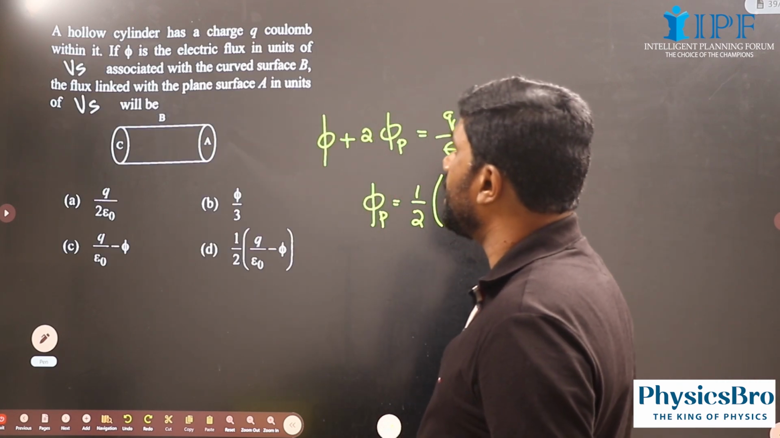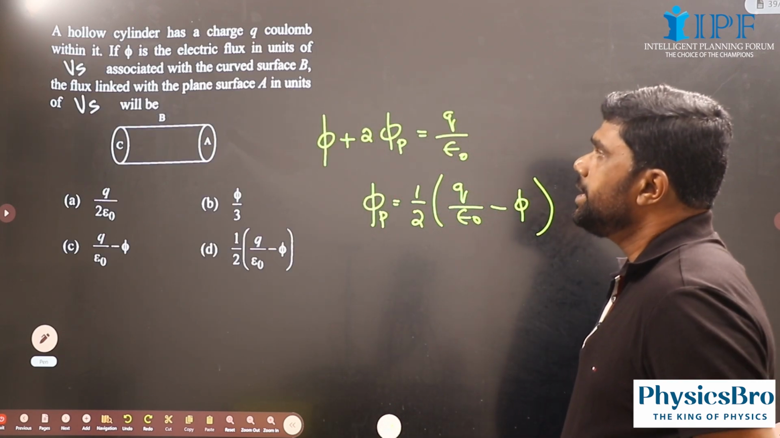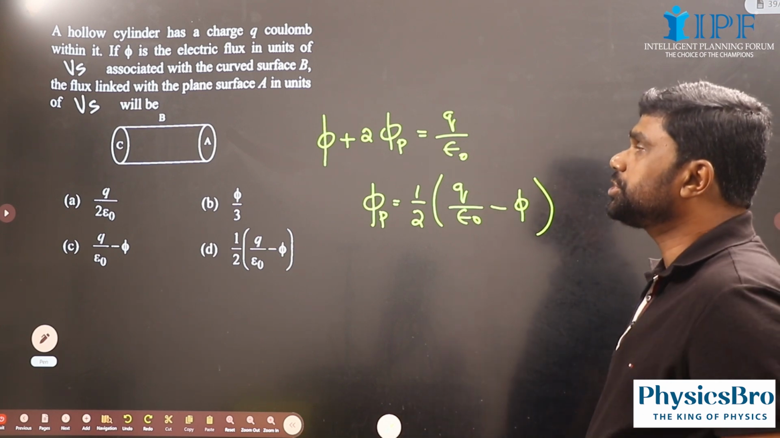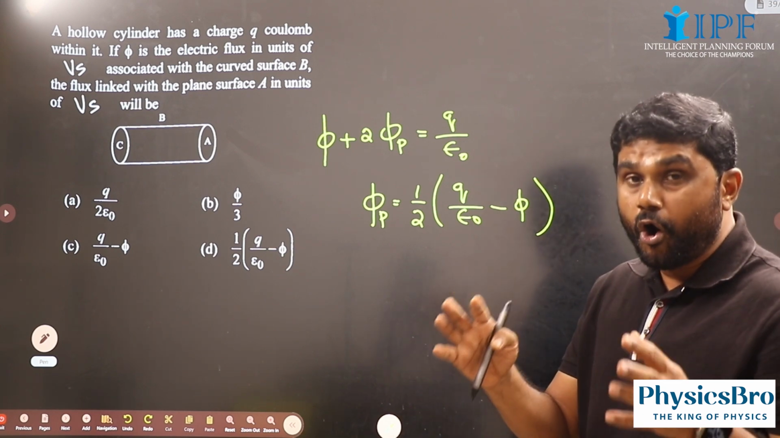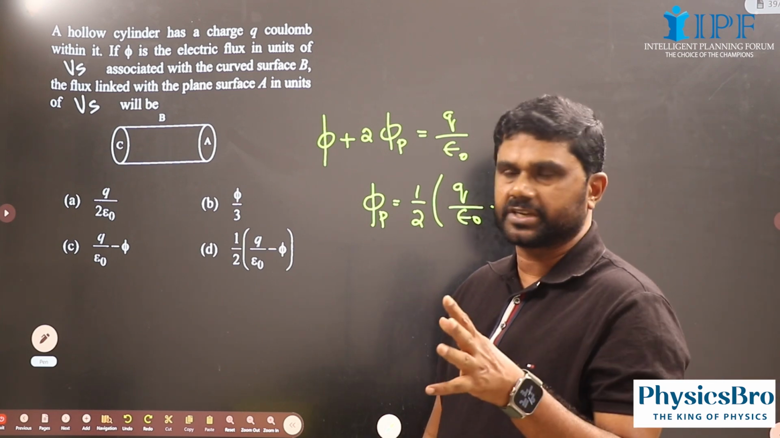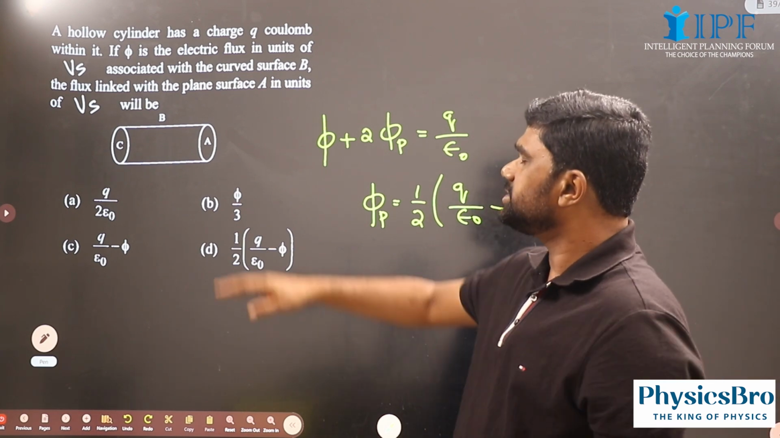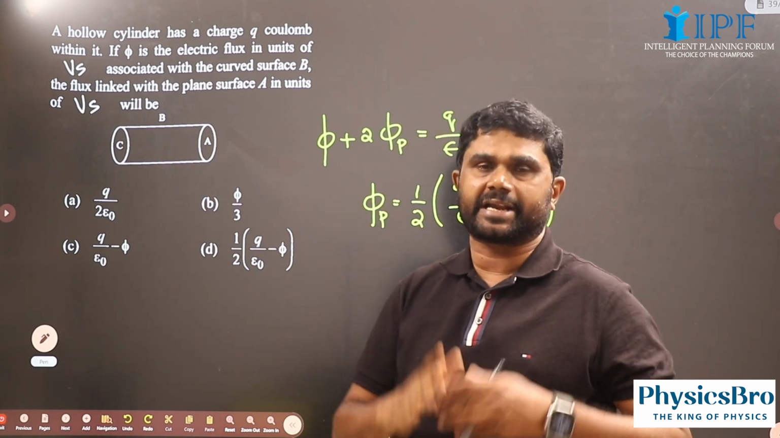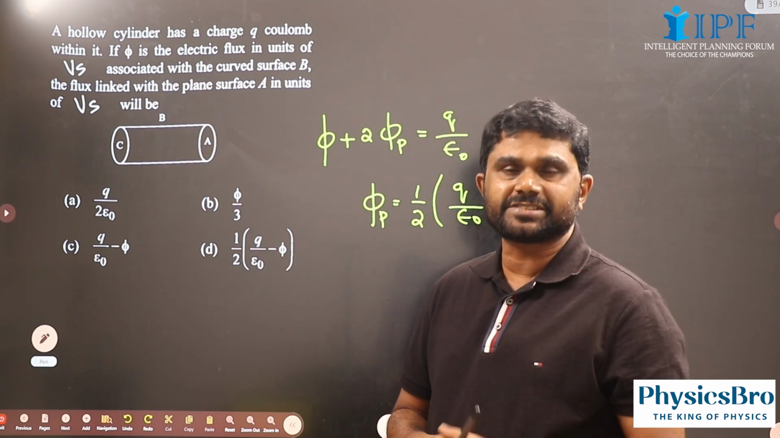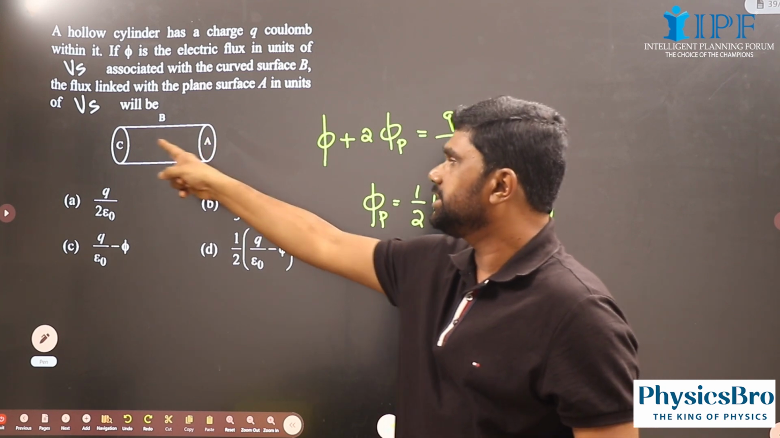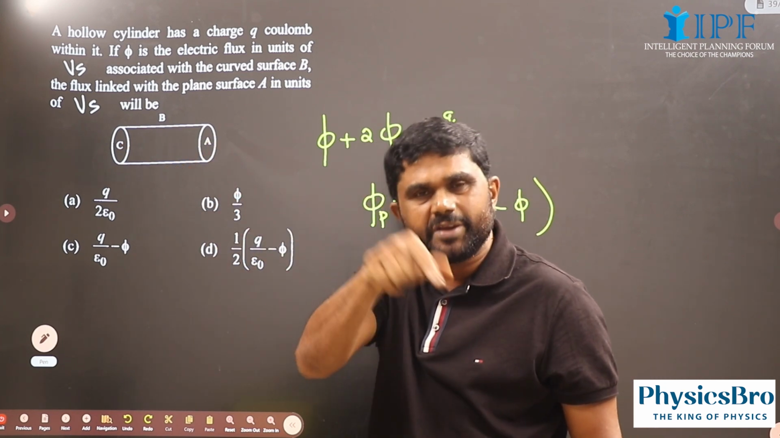Okay, yeah, we have a wonderful question here. A hollow cylinder has a charge q coulomb within it. So the total electric flux through all the surfaces of the cylinder is q by epsilon 0. Total flux. Okay. And see, the flux through these end faces will be symmetrical. Flux through end faces will be symmetrical. If phi is the flux through this end face, then the flux through this end face also will be phi.